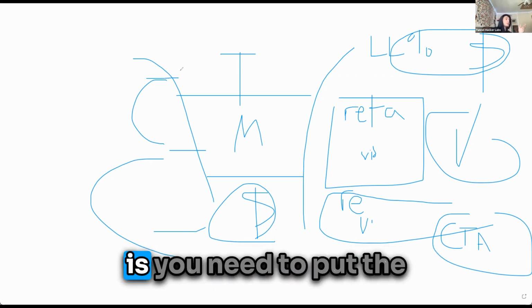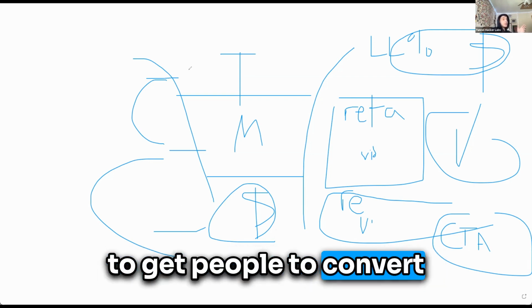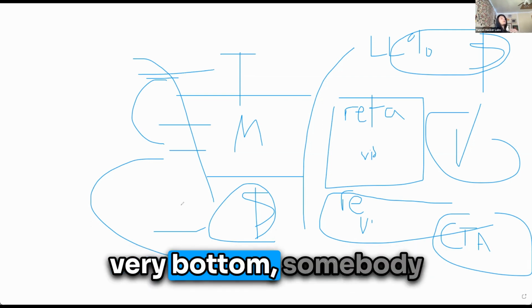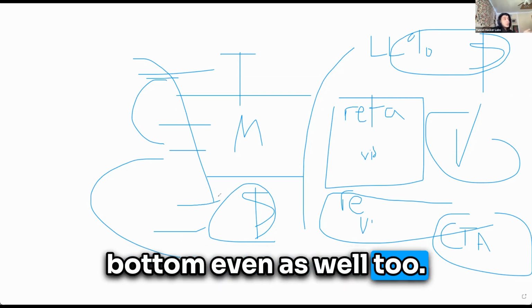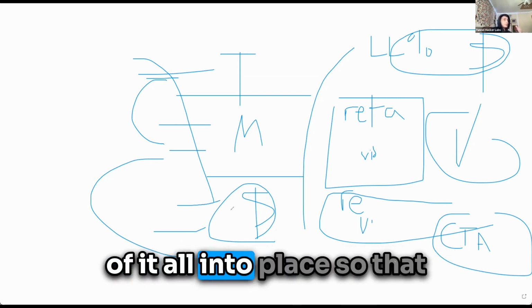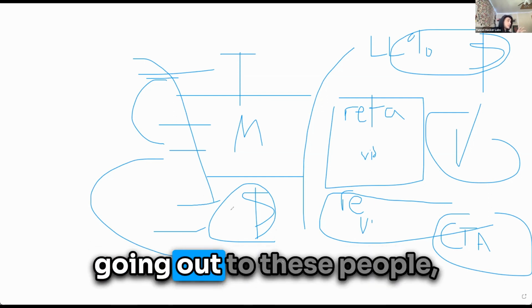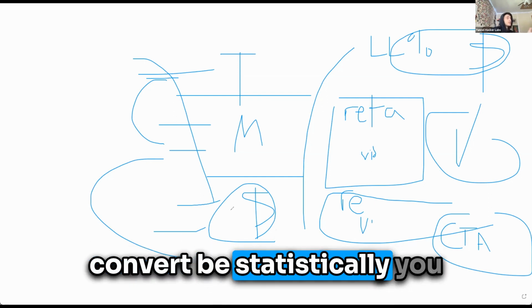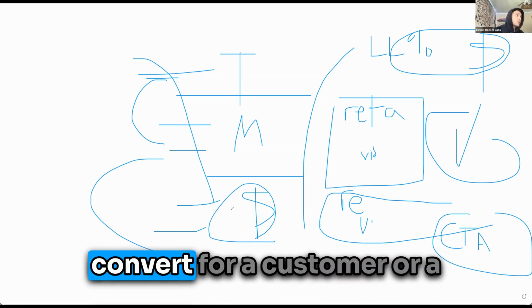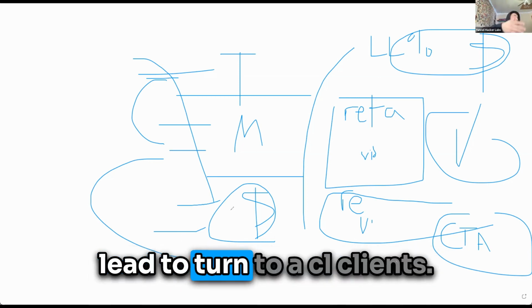But what we need to do is put the proper systems into place to get people to convert, because somebody might not convert at the very top. Somebody might not convert at the very bottom even. But as long as we have the middle of the targeting and the bottom of it all in place, so that it's constantly going out to these people, eventually they're going to convert. Because statistically, they need to see your content around 6 to 8 times for a customer or a lead to turn into a client.